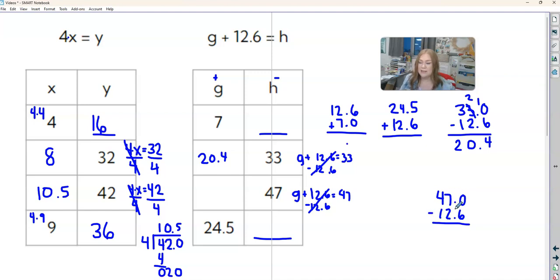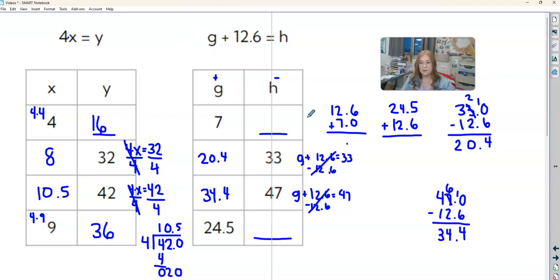Okay, so we're going to minus it on this side. We need to line it up, add that 0. So we can't do 0 minus 6. We come borrow. That becomes 6 and 10. So there's 4 again. Decimal straight down. 6 minus 2 is 4. And 4 minus 1 is 3. So this answer is 34.4. And when I add 12.6 more, that makes sense to get 47.